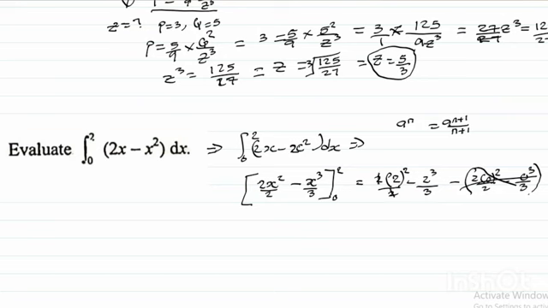So you have 2 raised to the power of 2. Therefore our answer is 2 times 2, that is 4, minus 2 raised to the power of 3, that is 2 times 2 times 2, that is 8. So you have 8 divided by 3.